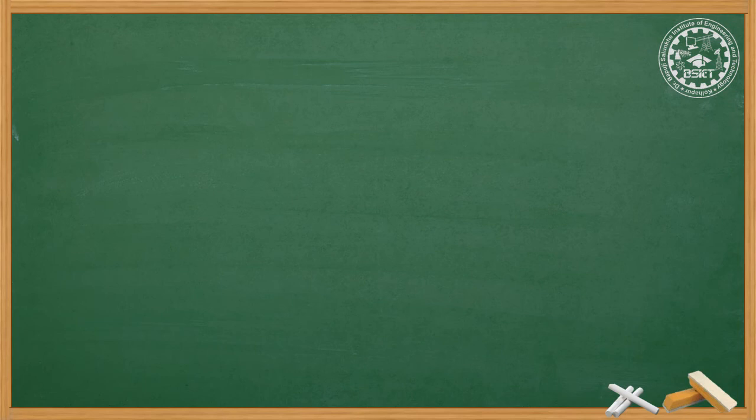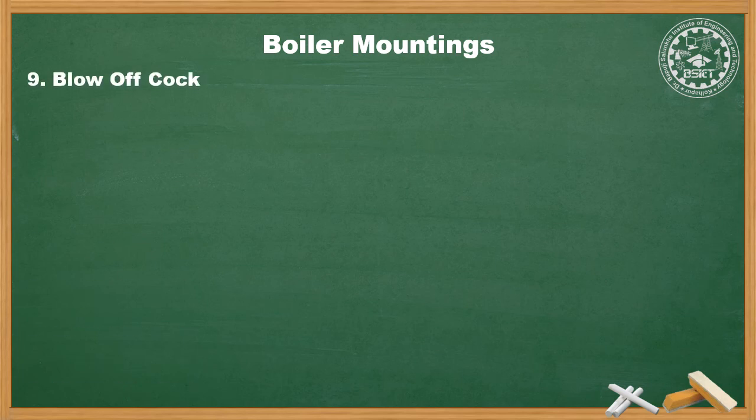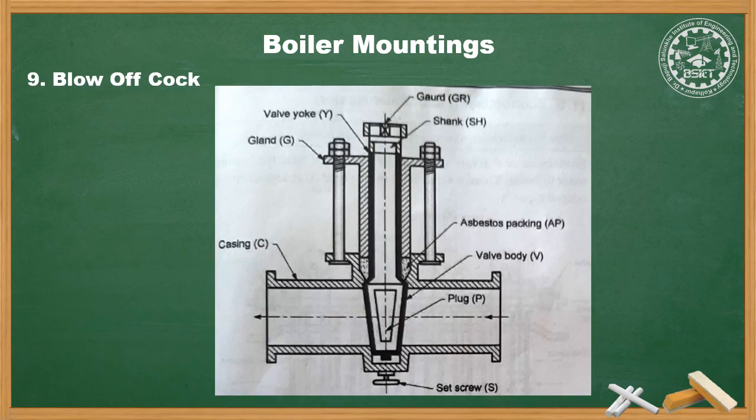And the last is the blow off cock. The blow off cock, as shown in the figure, has to perform two functions. First, it may discharge a portion of water when the boiler is in operation to blow out mud, scale or the remaining particles periodically, and it may empty the boiler when necessary for cleaning, inspection and repair. So the blow off cock is basically a cleaning cock used for cleaning purposes of the boiler.